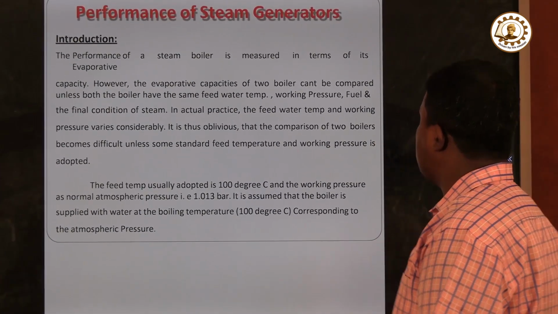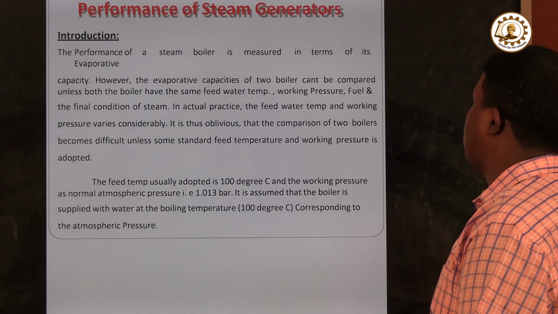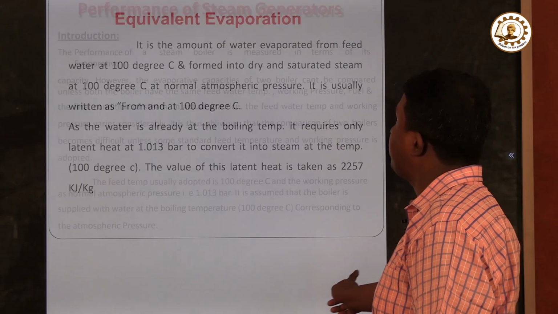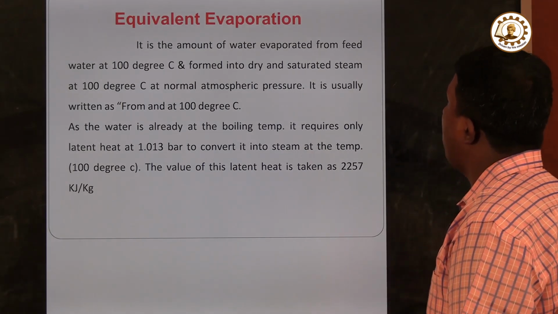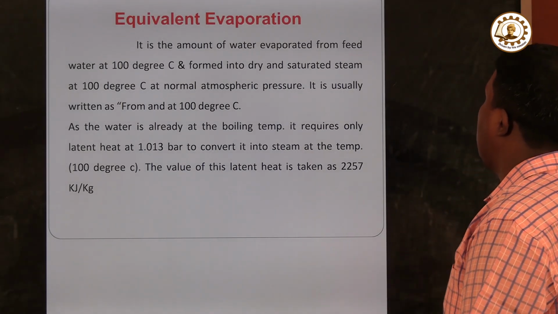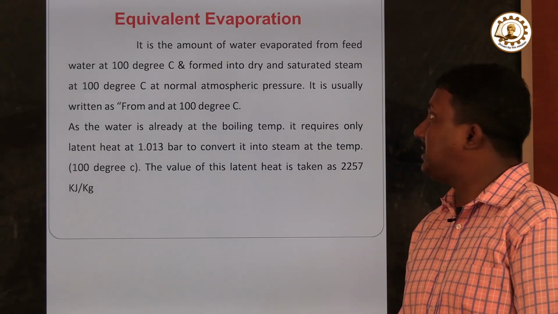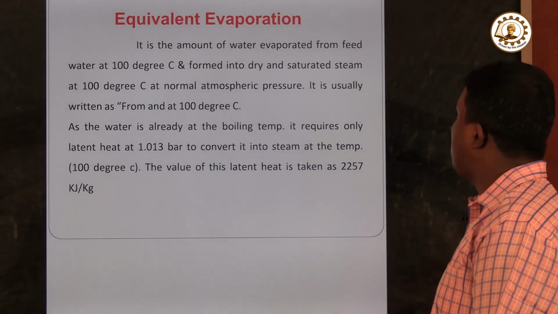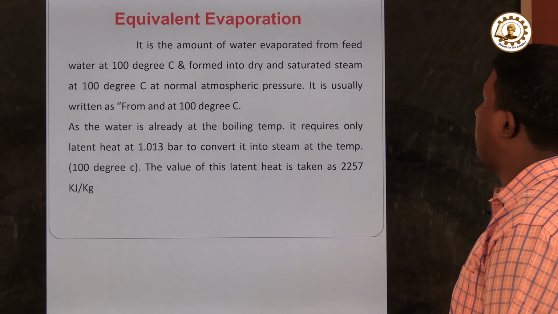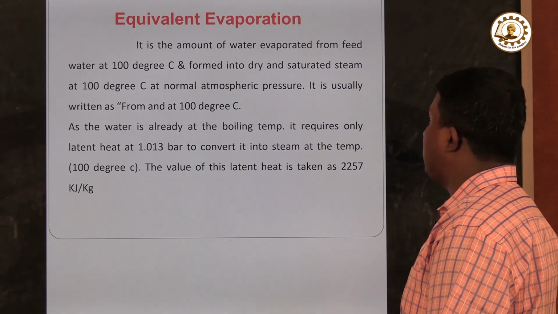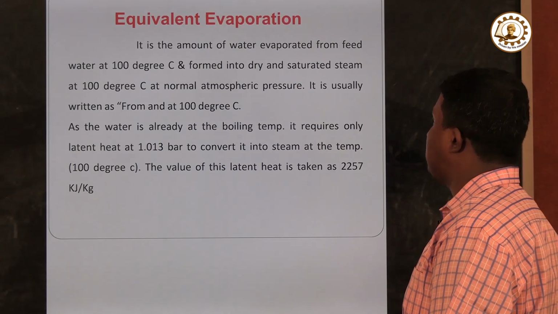It is assumed that the boiler is supplied with water at the boiling temperature, 100 degrees Celsius, corresponding to the atmospheric pressure. So the equivalent evaporation, basically, is the amount of water evaporated from feed water at 100 degrees Celsius and formed into dry and saturated steam at 100 degrees Celsius at normal atmospheric pressure. It is usually written as from and at 100 degrees Celsius.